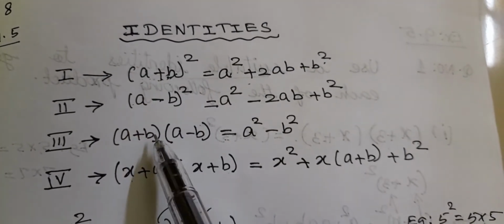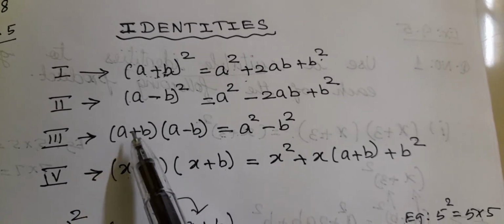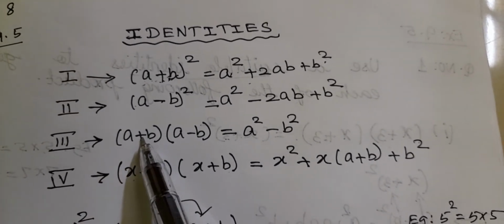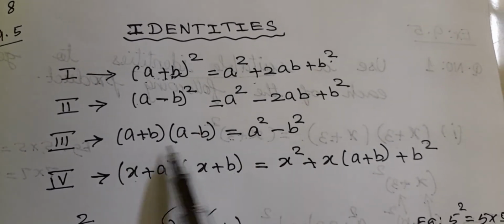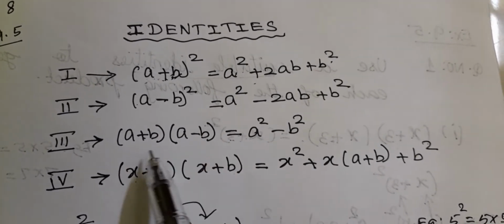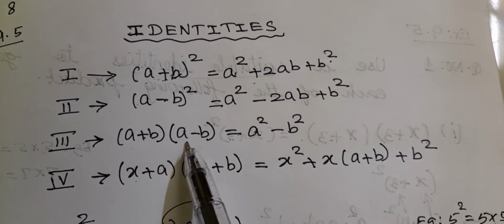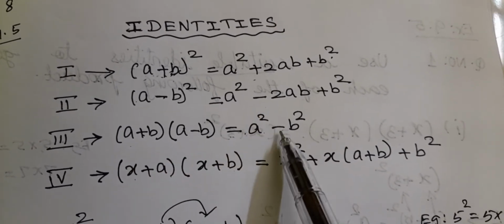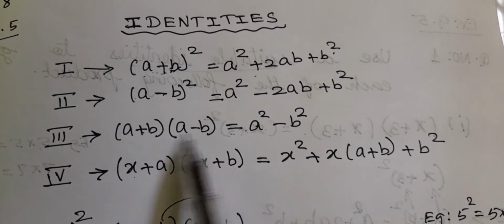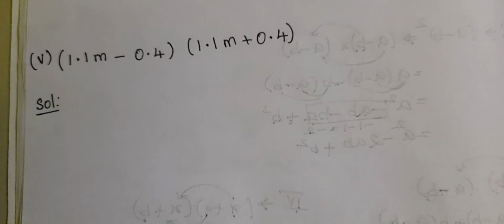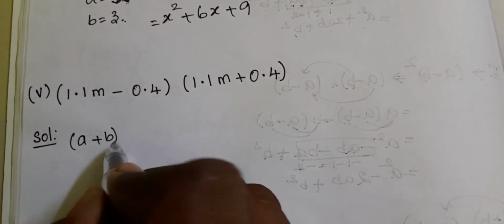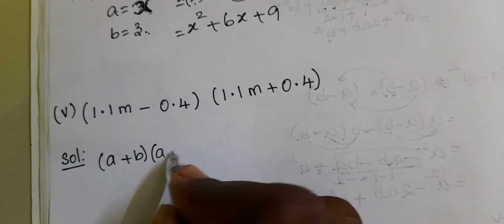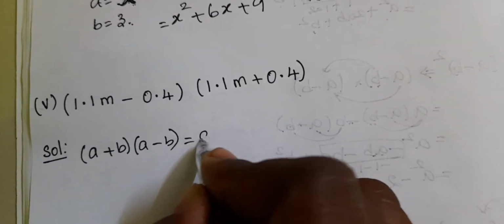Look at these identities. As we have seen in the question, one bracket contains a plus, another bracket contains a minus. So only the third identity is suitable to solve that particular question. So a plus b into a minus b is equal to a square minus b square. Let us apply this identity in the fifth question. We are going to use a plus b into a minus b is equal to a square minus b square.